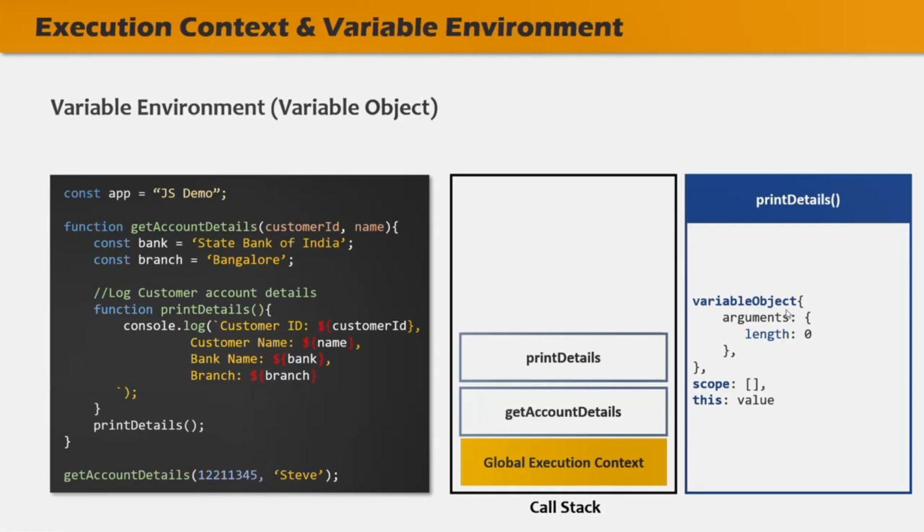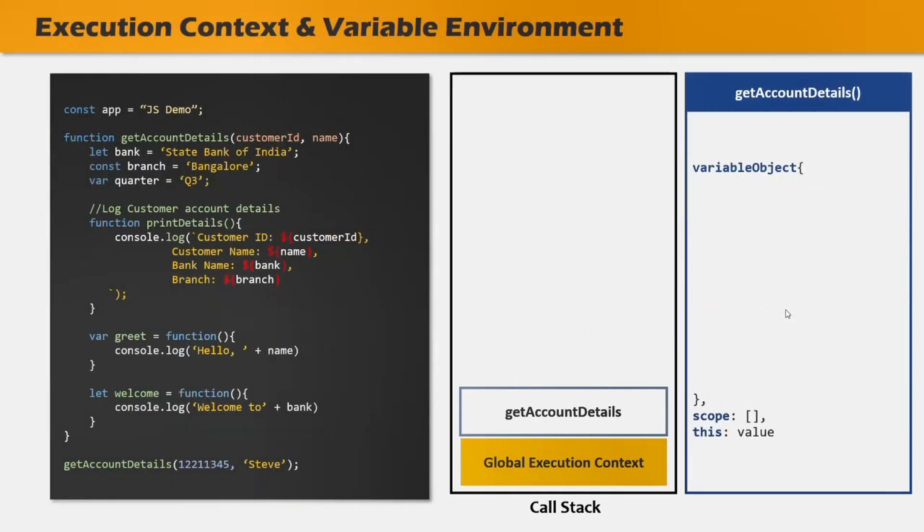All right, now let's understand variable environment with one more example. So here again, I have a very simple JavaScript code, but here we have a lot of variables and a lot of functions. These variables and functions are created in different ways. So we will understand how the property for these functions and variables will be created and what they are going to store. So again, when this get account details function will be called, an execution context for that get account details function will be created like this.